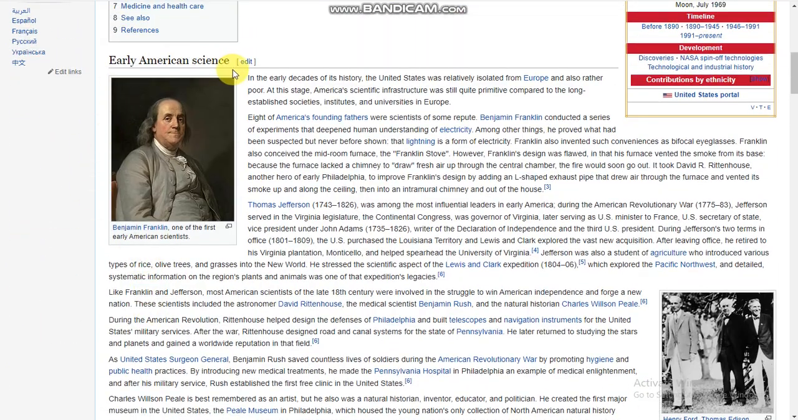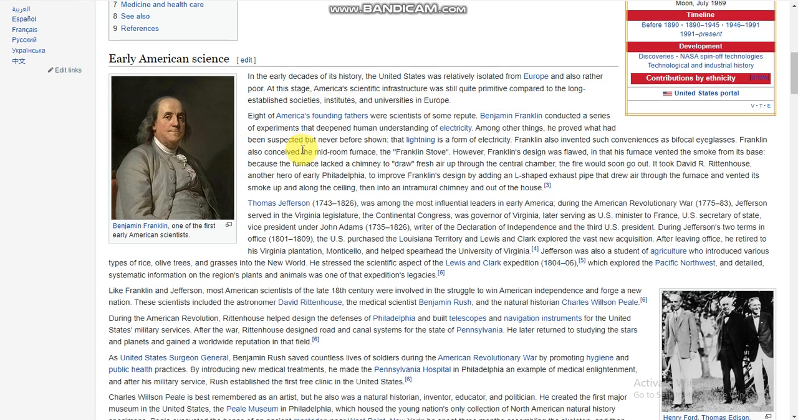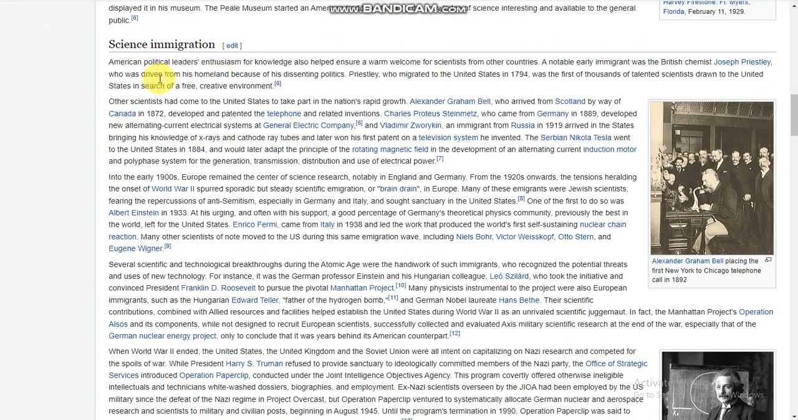Next is early American science. In the early decades of its history, the United States was relatively isolated from Europe and also rather poor. At this stage, America's scientific infrastructure was still quite primitive compared to the long established societies, institutes, and universities in Europe.